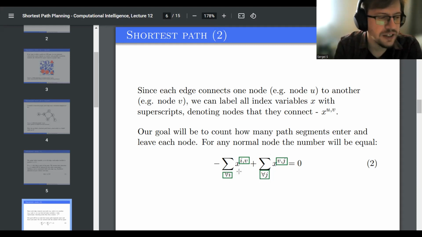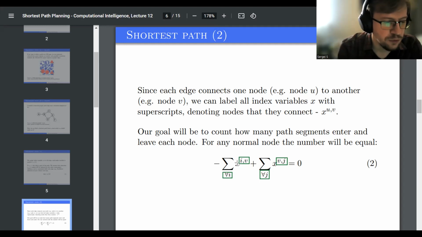We assume that the path segments that lead into the node have a minus sign. The path segments that lead out of the node have a plus sign. Notice that if the path segment is active, so it is a part of the actual path that we are constructing, then it will be equal to 1. If the edge is not active, not part of the path, then it will be 0, so it would not influence the sum in any way. The only parts that are of interest here are the parts that are actually part of the path.